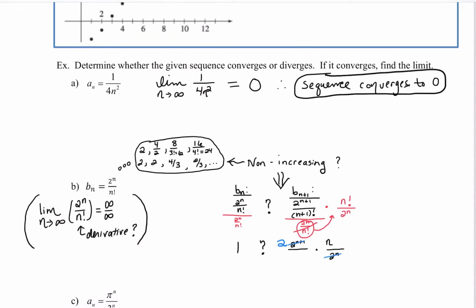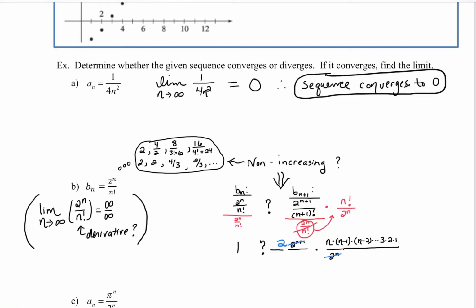The definition of a factorial is taking n times the integer below it, n minus 1, times the integer below that, n minus 2, and you take that all the way down until you get to 1. So if I were to expand out n factorial, that's what it looks like.